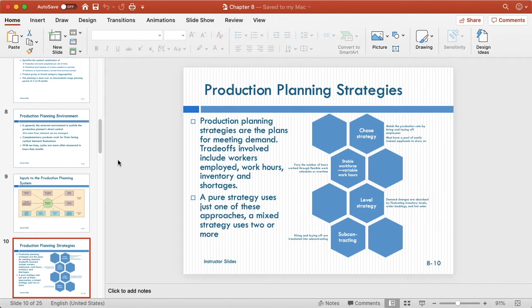But since the market demand for every month can be different, how do you adjust for it? In the level strategy, since you have this constant workforce and a constant output rate for those workers, you have to use the inventory to compensate for the shortage of supplies during this process.